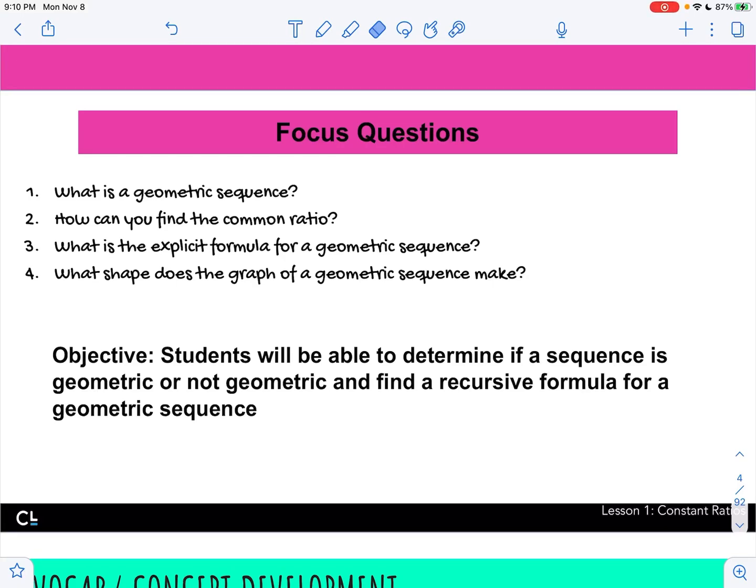All right, everybody, welcome to the video on geometric sequence. We're going to talk all about sequences in the next coming weeks. First one is the geometric.